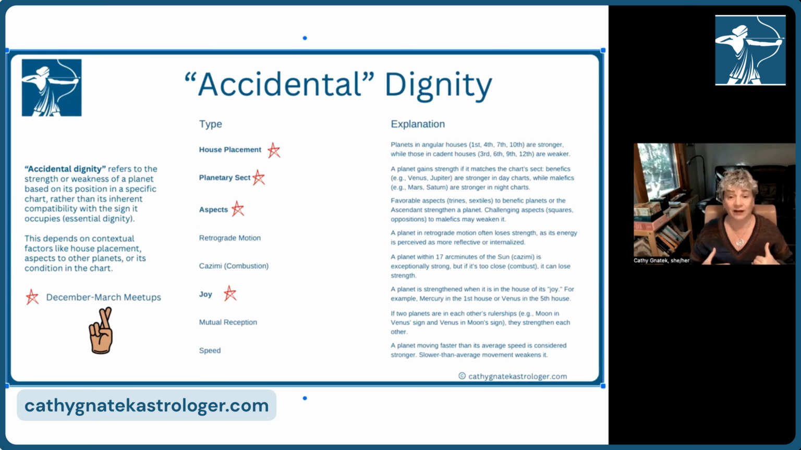But accidental dignity more has to do with the position in the chart. Is it in one of the stronger houses, like the first, seventh, fourth, and tenth, which are really powerful places in a chart that add accidental dignity. And then there are these other types of dignity as well. One most people are familiar with is aspects. If you have a really positive aspect, like a trine or a sextile from a positive planet like Jupiter to your sun, that's going to add power to your sun. And so that's a form of accidental dignity.